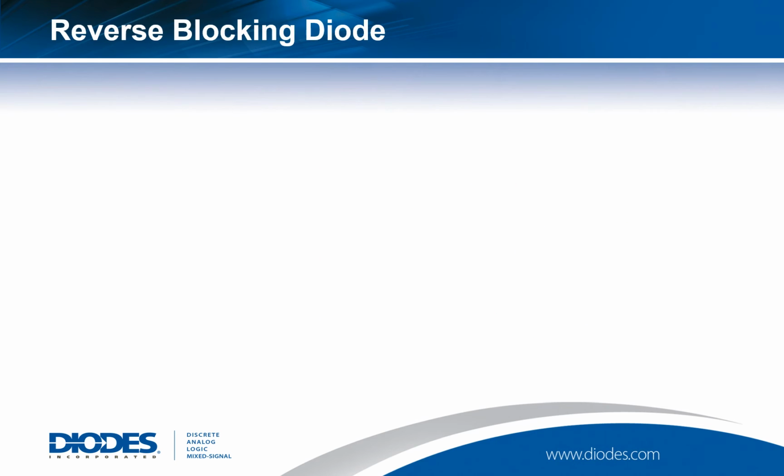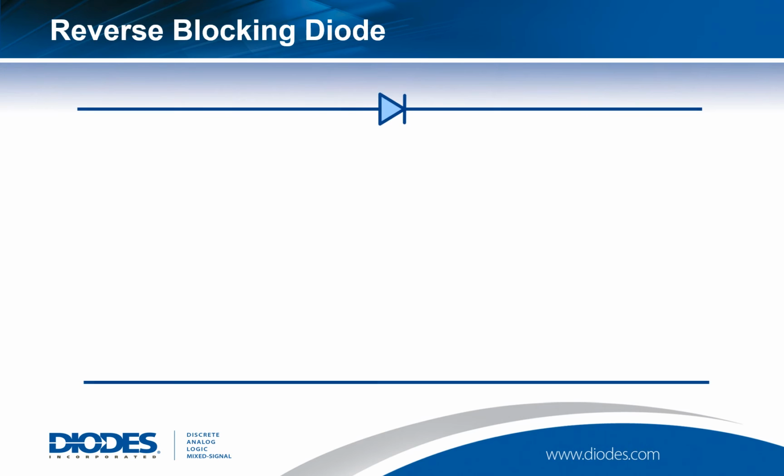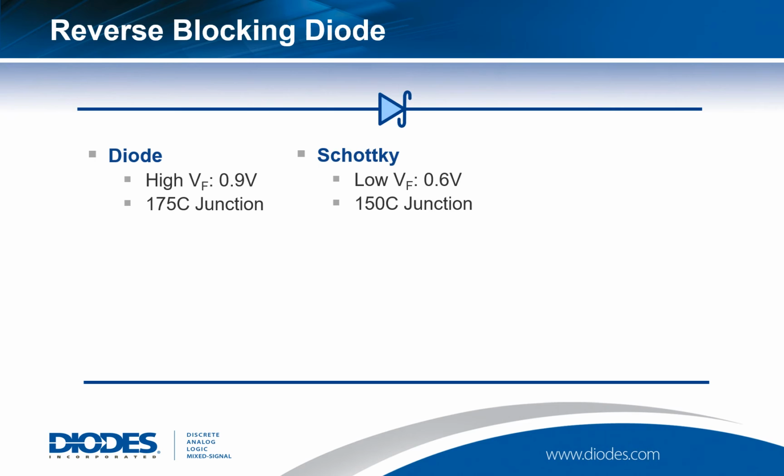The simplest way to protect ourselves against this eventuality would be simply to put a reverse blocking diode into our power rail. If we were to use a regular silicon diode, then we would experience a relatively high VF, but we'd have a good rugged device with a high junction capability. If we used a Schottky device, then we'll get a lower VF, but it's a rather less rugged device than the silicon diode. The Diodes Inc. SBR technology combines the low VF of a Schottky type device, but with the ruggedness of a silicon diode.